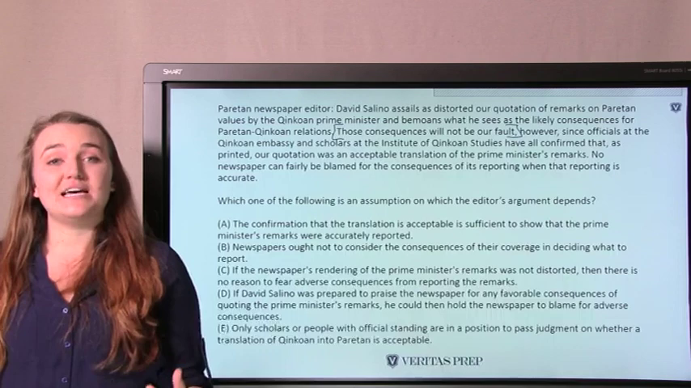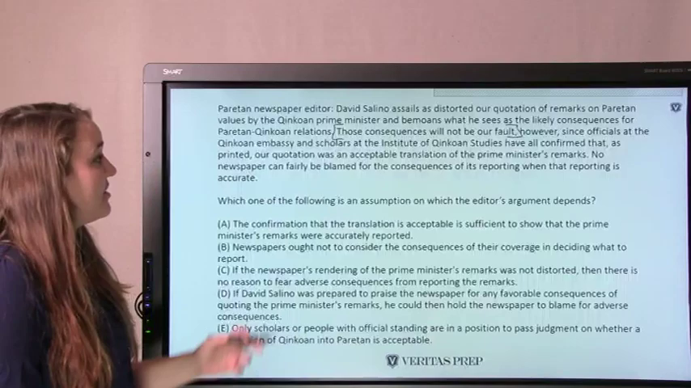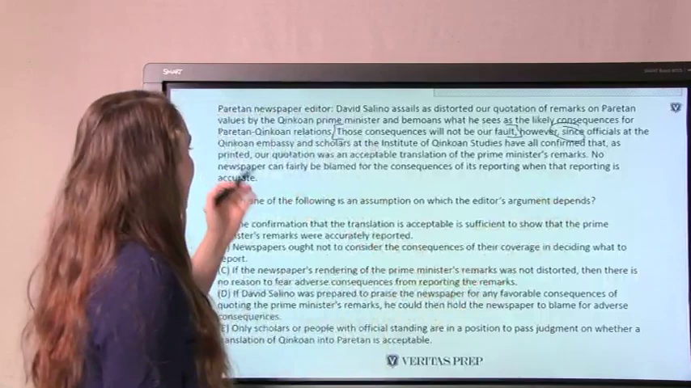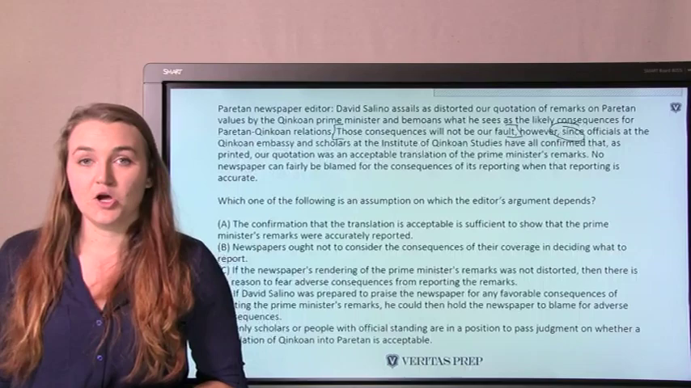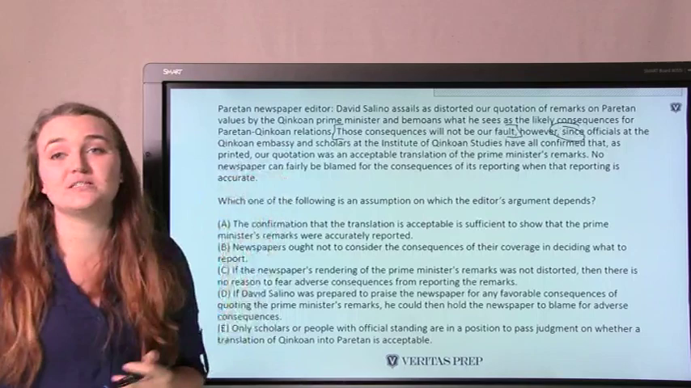And we can also test it by saying, well, have we cited a reason why we have this information? And in this case, those consequences will not be our fault. However, since officials at the embassy and scholars at the Institute have all confirmed that this was an acceptable translation, we have a reason cited for why we're drawing the conclusion that the consequences will not be our fault.